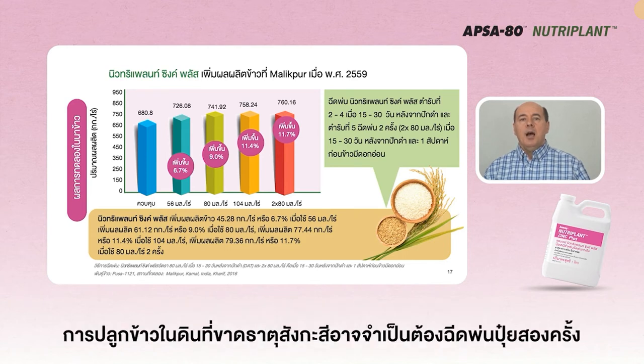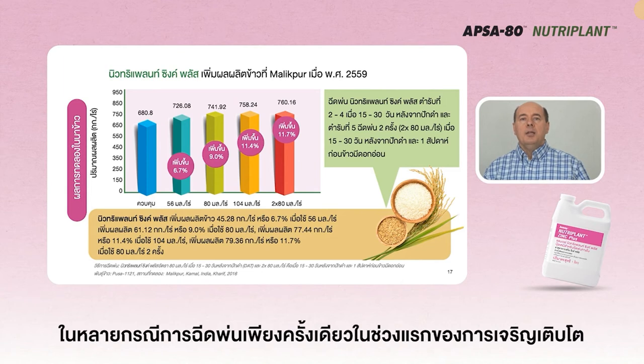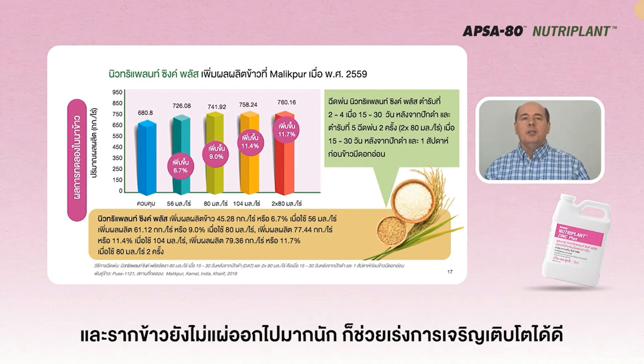Sometimes with the higher zinc deficiency, we may need 2 applications, but many times 1 application early in the growing season is very beneficial when the roots are still small.